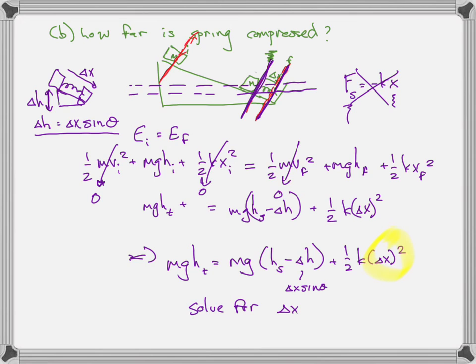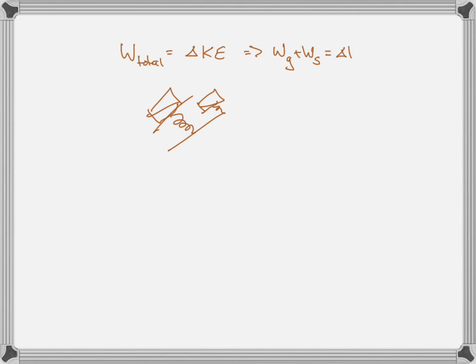Okay. Now, there might be a slightly easier way to think about this problem, and that is to use the two positions down at the bottom of the ramp instead of the position at the top of the ramp. Another way to look at it, we can say that the total work done on the block once it hits the spring is going to be its change in kinetic energy. But notice that the total work done is both the work done by gravity, because it's still moving down in the gravitational field, plus the work done by the spring, equals change in kinetic energy.